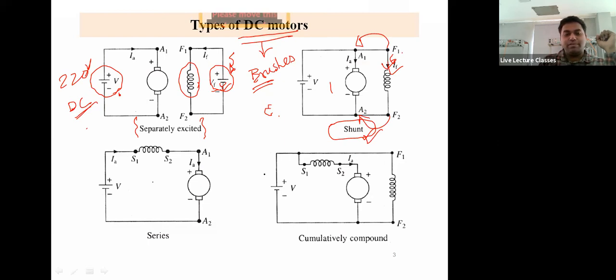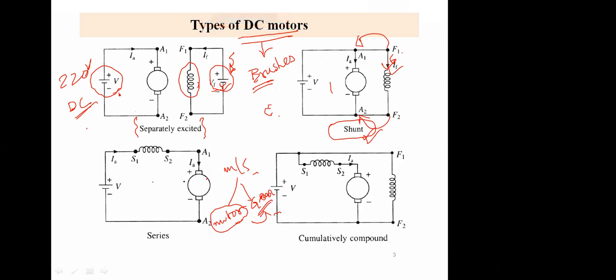See this word machine means it can be either motor or generator, right? But we are studying electric drives, for which the motoring action is specifically seen. But during regenerative braking, this machine will become a generator itself, right? So in general, we will call it machine. As per use, we will call it either motor or generator.